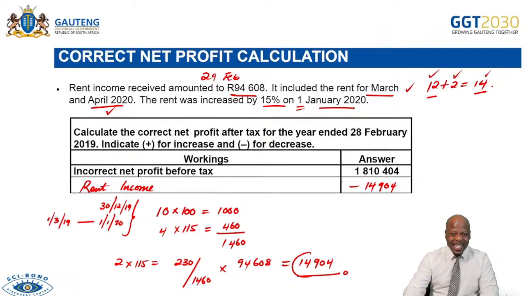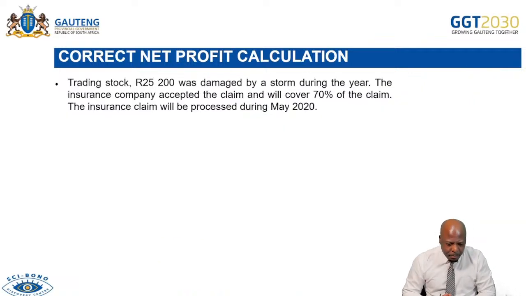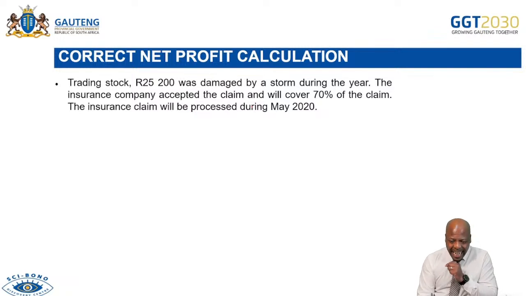Are you ready for the next adjustment? Okay, I hear someone saying yes. Let's go to the next one. Trading stock of 25,200 was damaged by a storm during the year. Okay, so the place where we keep our trading stock, there was a storm, and then water went in, and then our trading stock was damaged. The good thing is that we had insurance, we're told. The insurance company accepted the claim. So we contacted our insurance company and told them our stock has been damaged, and they accepted the claim.